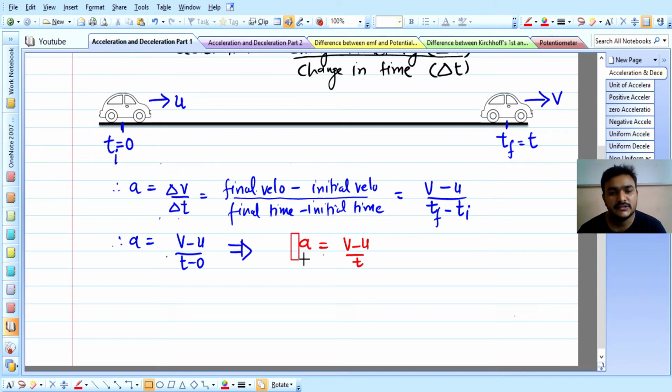Okay, so this is the equation of the acceleration. It can also be understood as the mathematical expression of the acceleration. So acceleration a is equal to v minus u upon t.